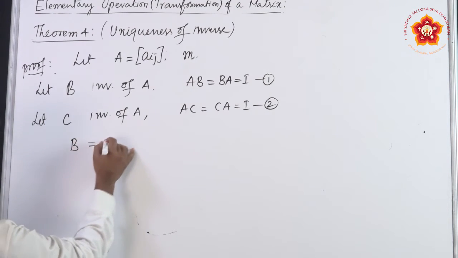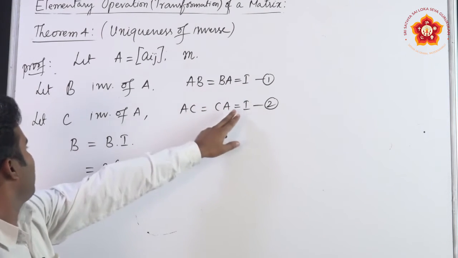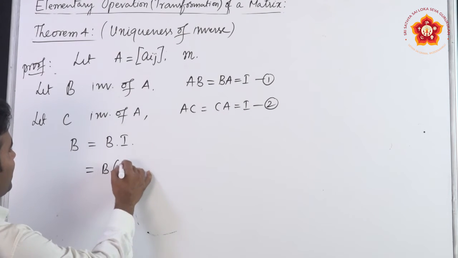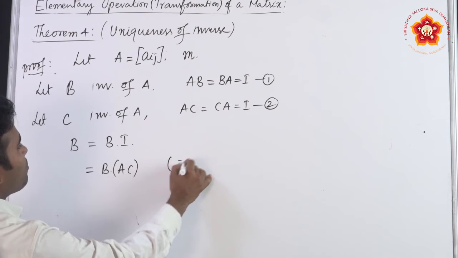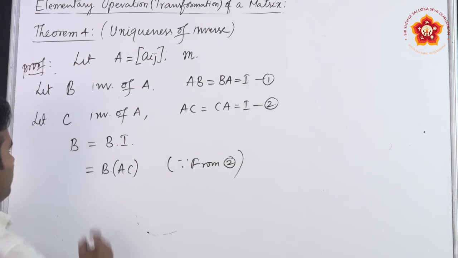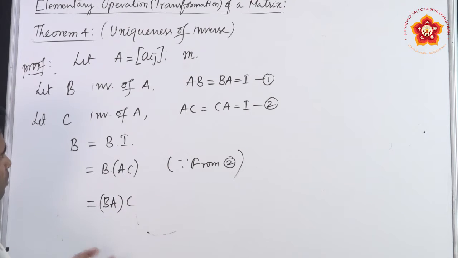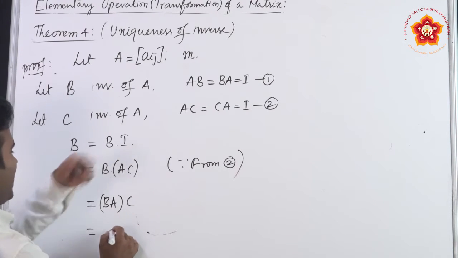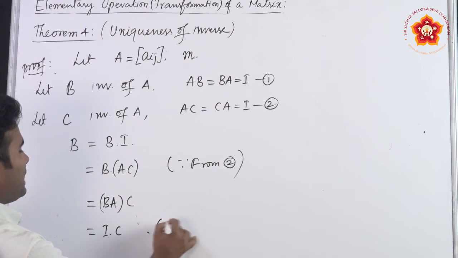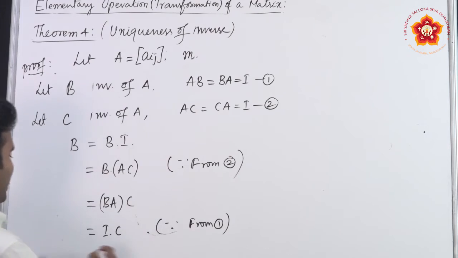For B I can write B into I. With the continuation of this I will write B into, what is I? I can write AC, from equation 2. Where I is AC, now I will group this BA into C. From 1, what is BA? BA is nothing but I times C, since BA is equal to I from 1. Then what is I into C?